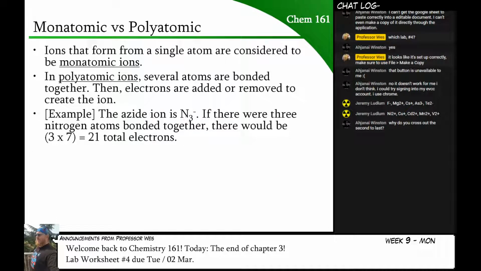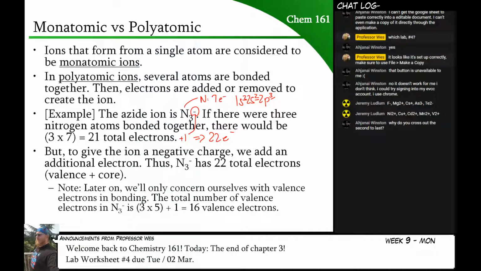So for example, azide is N3 minus here. This minus affects the number of electrons. So every nitrogen has 7 electrons, right? There's the electron configuration for nitrogen. There's 3, 5, 7 electrons in it. 3 of those together is 21. And then I have to add this in there as an additional electron. So there would be 22 electrons total present in azide as written.